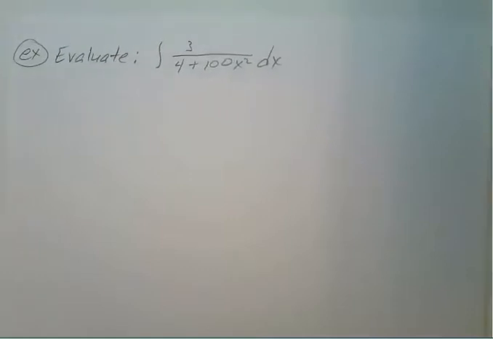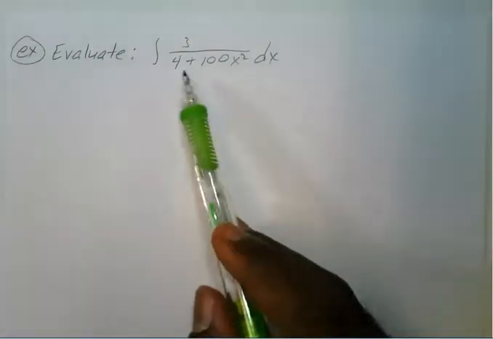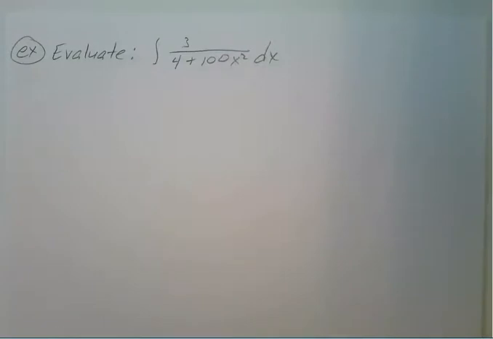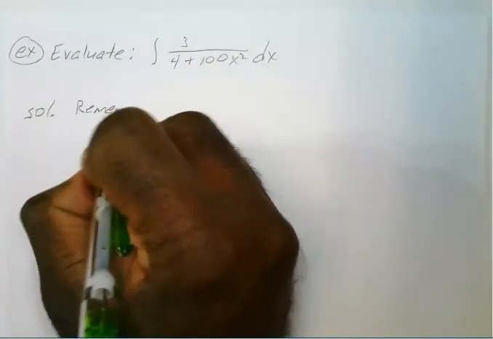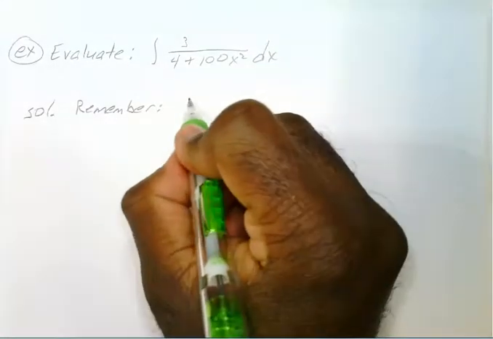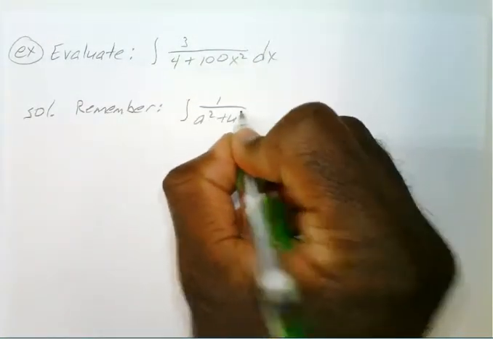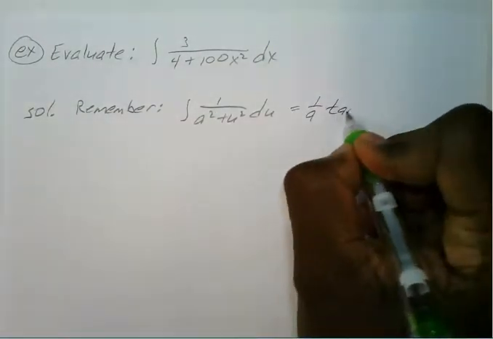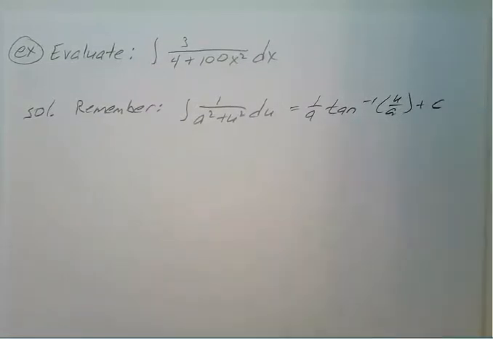All right, there we go. Okay, so what if we have the integral of 3 over 4 plus 100x squared with respect to x? If we look at this one, we kind of see that it's a bit familiar. It sort of looks like the integral of 1 over a squared plus u squared du, which is equal to 1 over a times the tangent inverse of u over a, plus c.